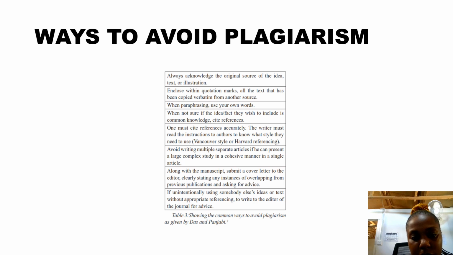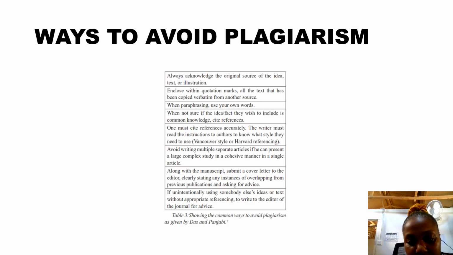or you can check on Google, it can show you the synonyms. Then when you are not sure if the idea or fact you wish to include is common knowledge, you cite references. So one must cite references accurately. The writer must read instructions to authors to know what style they need to use. So they can be Vancouver or Harvard referencing.